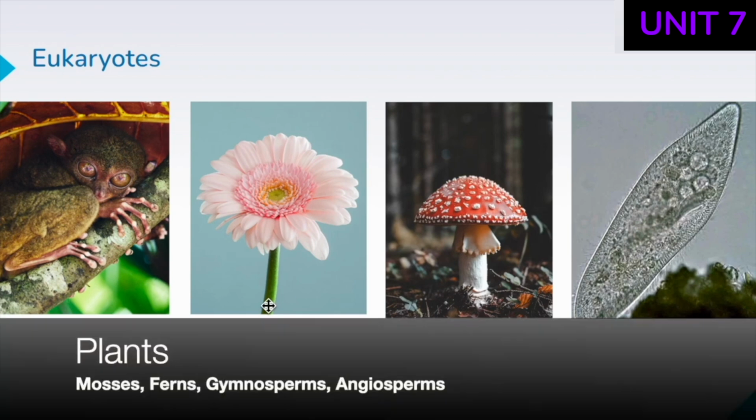Plants are autotrophic, so these are typically green. They will be performing photosynthesis in order to get the food that they need, so they use sunlight energy and convert that into glucose or other organic compounds. And within the plant kingdom, we have things like mosses and ferns, gymnosperms or conifers, and angiosperms or flowering plants.